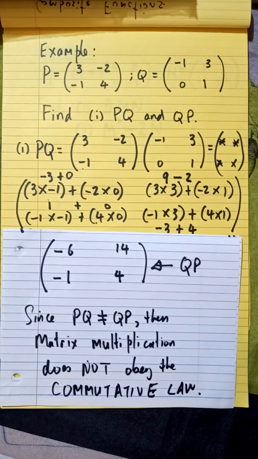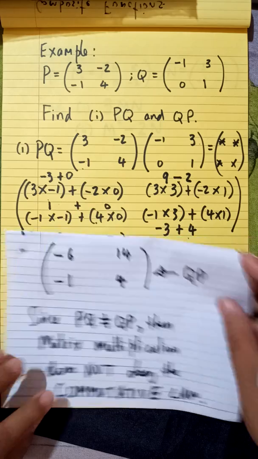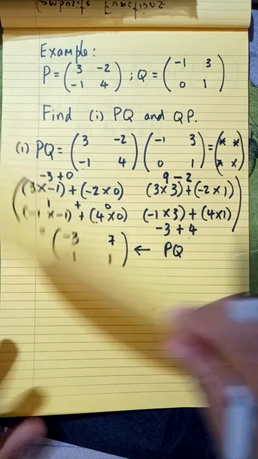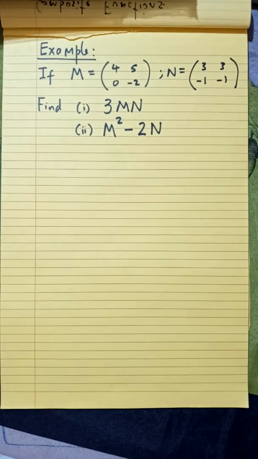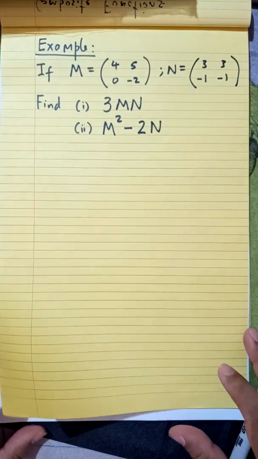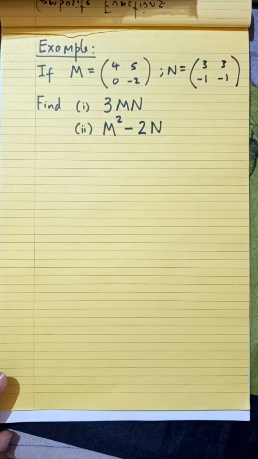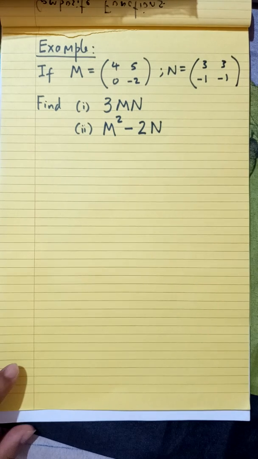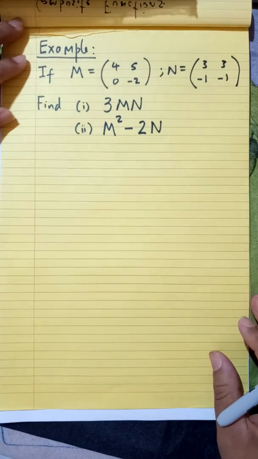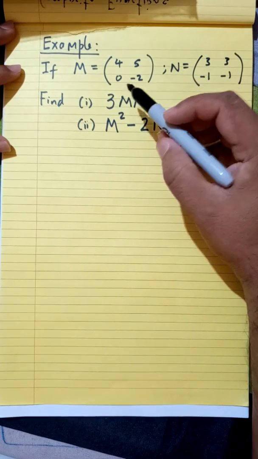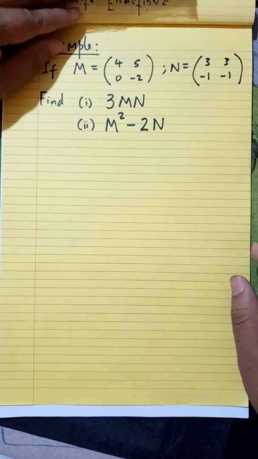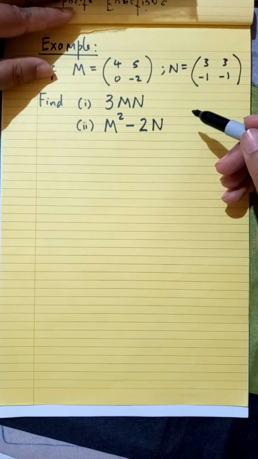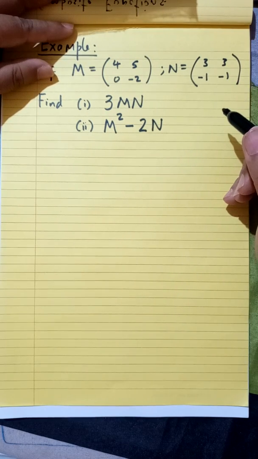All right, so let's move on. Let's look at this question here. So we are asked to multiply 3mn. Now that could mean a lot of things, right? What do we do first?